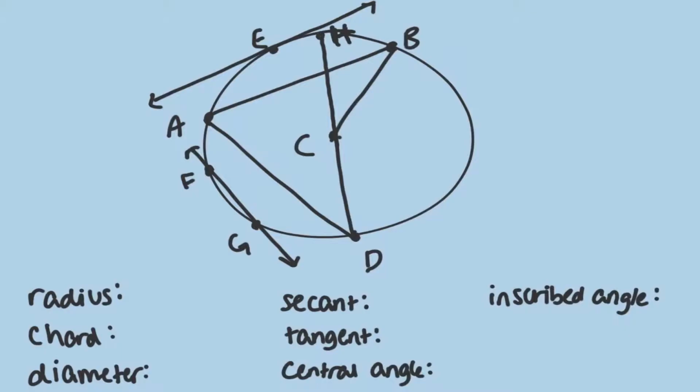We're going to look at different lines and angles in a circle, specifically focusing on the relationship between the central angle and the inscribed angle. A radius is a segment connecting the center of the circle with a point on the circle. So that would be like CB or CD.